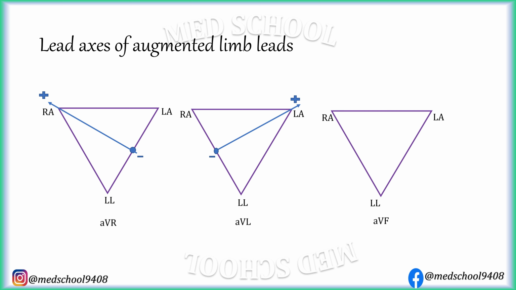For AVF lead, left leg electrode acts as a positive pole and midpoint of line joining right arm and left arm electrode acts as a negative pole. And line joining from this negative pole toward left leg electrode will be lead axis of AVF lead, which is directed downward.